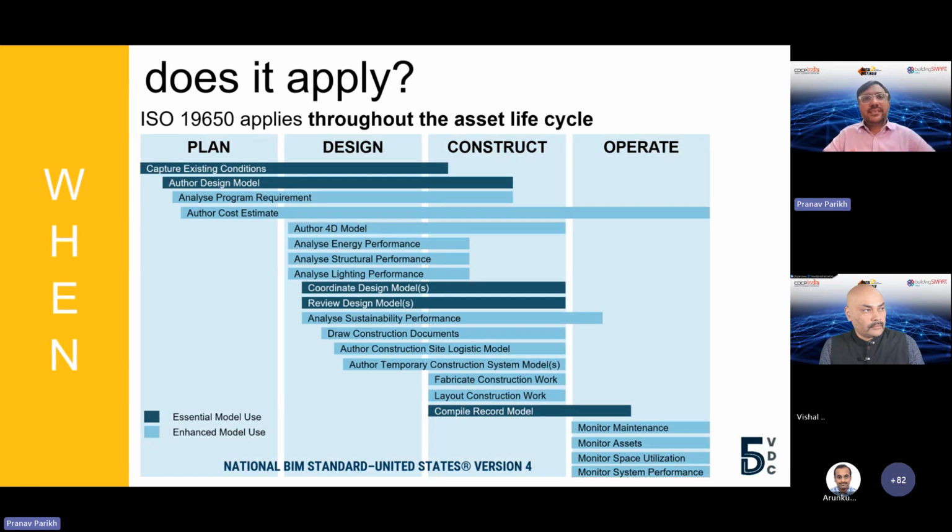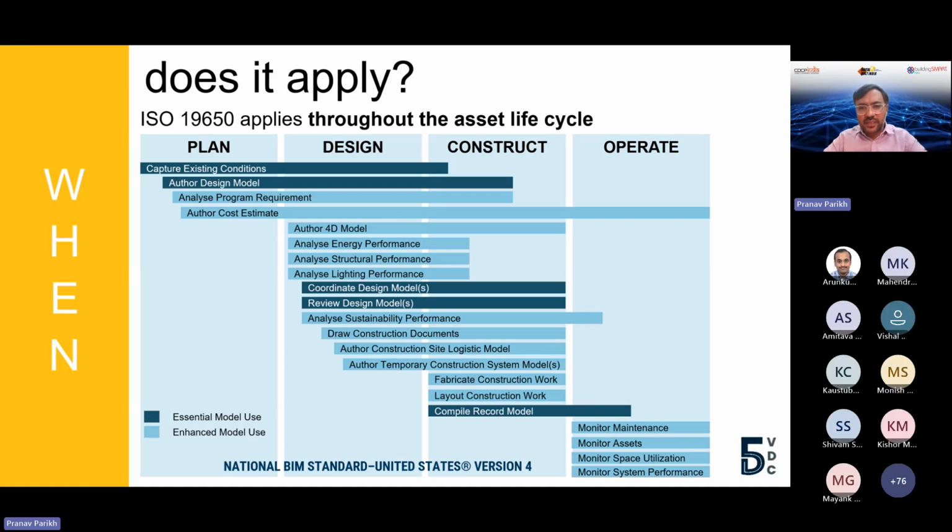Now, when is ISO 19650 applied? It applies throughout the project life cycle, as simple as that. From planning or the concept stage to design, to the design development stage, to construction and execution stage, and to operation and facility management stage. So the ISO 19650, depending on the parts that we already discussed, goes through every different project life cycle. There are certain BIM standards as per the National BIM Standard US version 4. This is what is written on the screen right now.